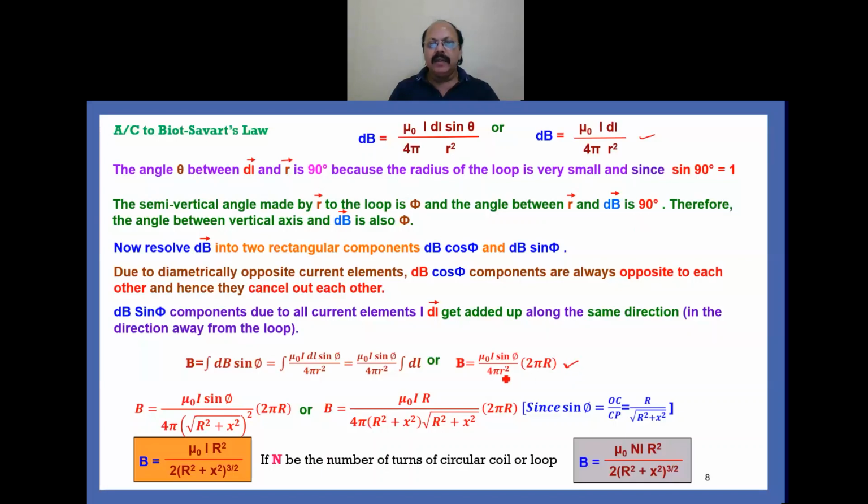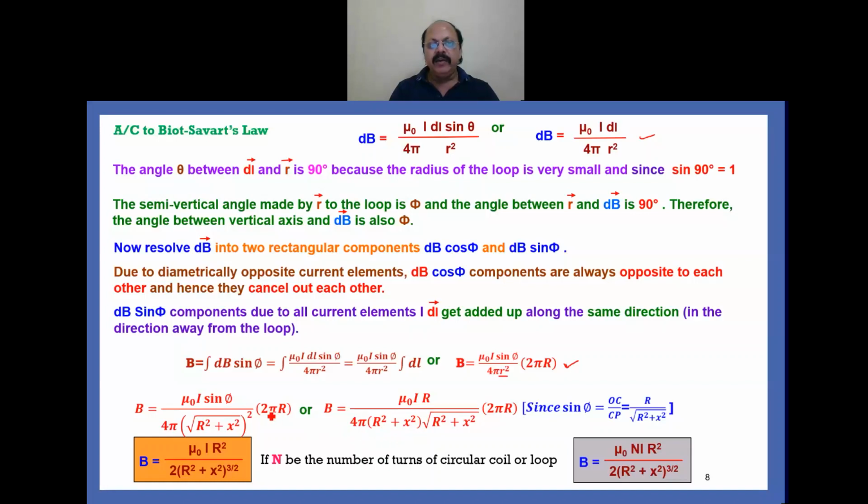And small r is the distance between the current element at point C and point P. Similarly at point D and point P. So that is under root R square plus x square. Substitute this value here and we will get B equal to mu naught I sin phi upon 4 pi, within bracket under root R square plus x square whole square, 2 pi R. So this under root and this square get cancelled, and you will get only R square plus x square.